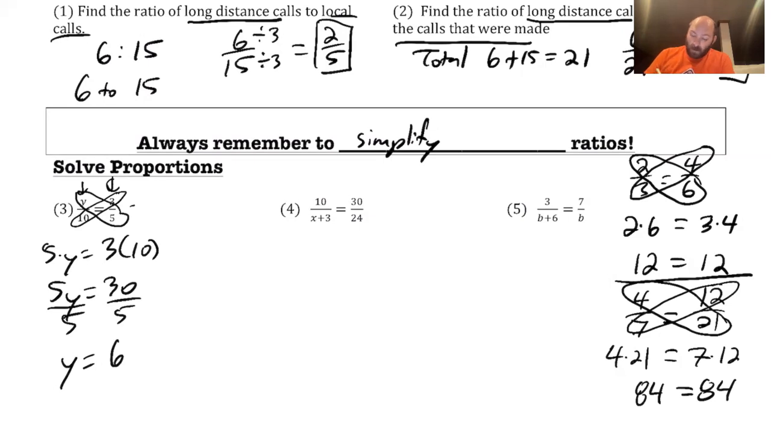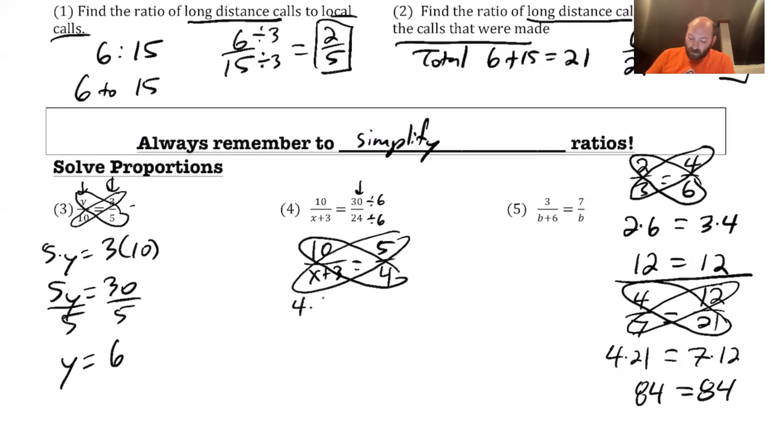Okay. Here, to make this problem easier, I'm going to do this. 30 and 24, I can reduce. So I'm going to do that. I'm going to divide both of those by 6. And I'm going to rewrite this proportion. So 10 over x plus 3 is equal to 5 over 4. Using smaller numbers is going to be a little bit easier when I do these steps.